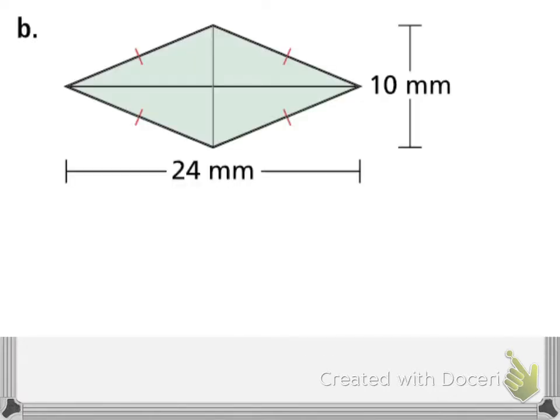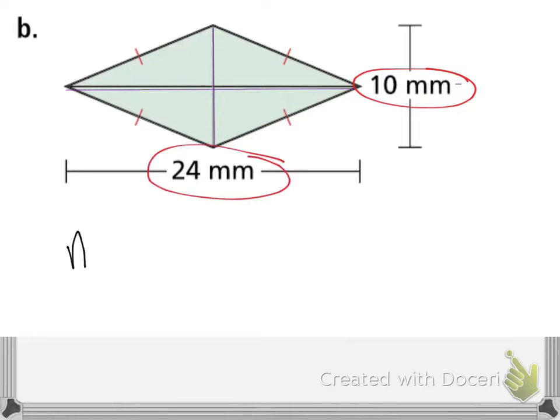Okay. Next one, here we have a rhombus. See, all sides congruent. That one, and that one, and that one, and that one. But again, I know the diagonals because I know this full distance from top to bottom. I know that diagonal there is 10. And across this way, this diagonal here, I know that diagonal is 24.